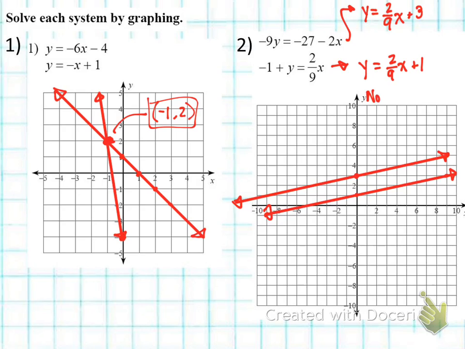Okay? So, how do you know that if you weren't to graph this? Well, what's the slope of the first line? What's the slope of the first, 2/9, right? What's the slope of the second line? 2/9. Are they the same slope? Yes or no? Yeah, they are the same slope. When we have the same slope, we have parallel lines, okay?